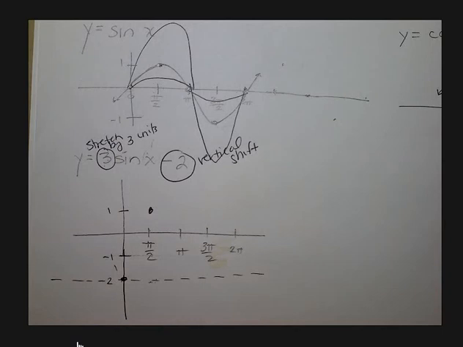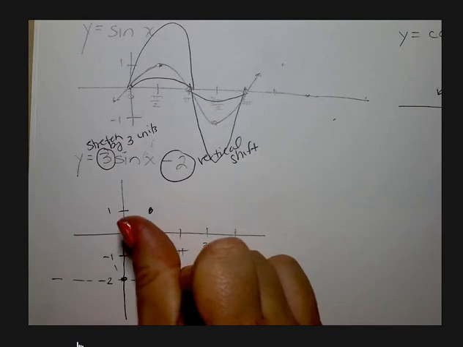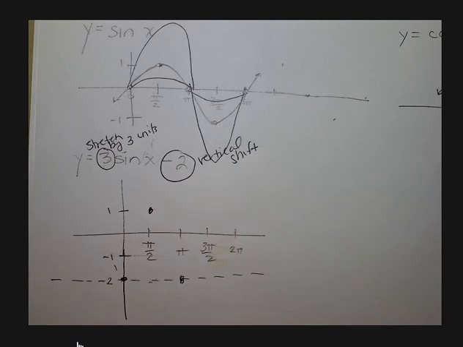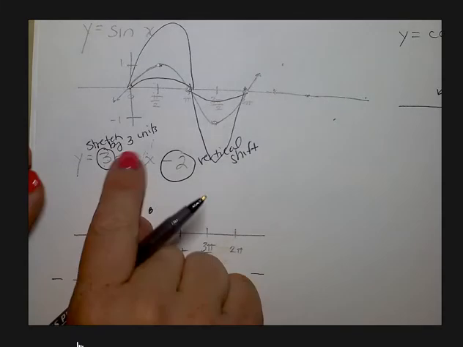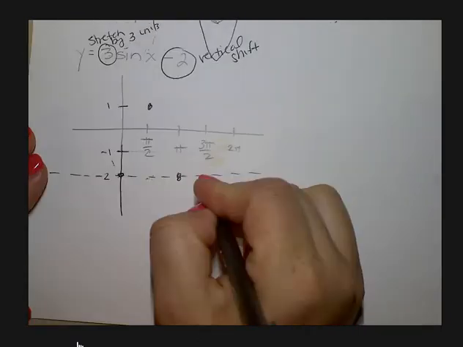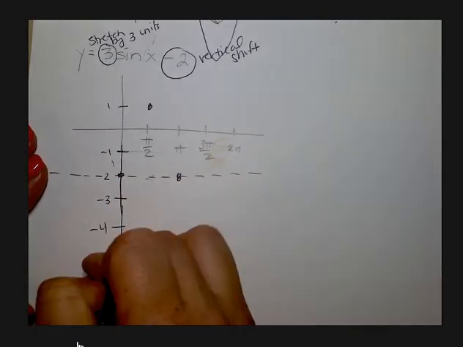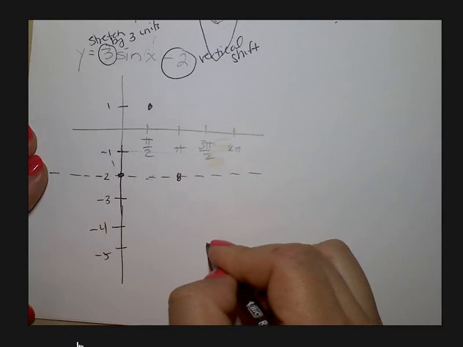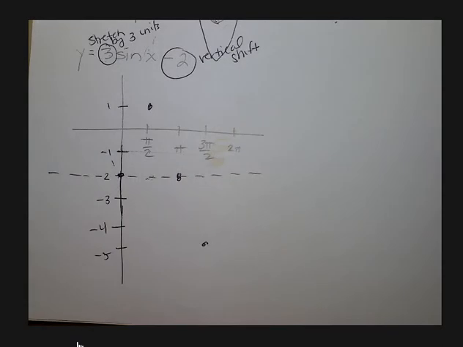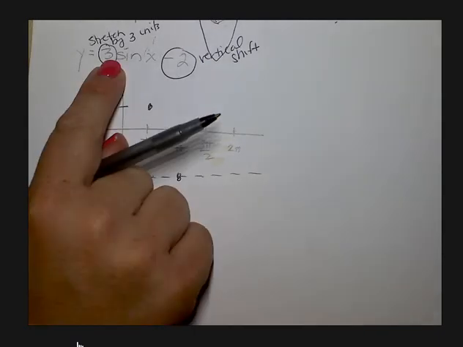Put your finger at pi. What is the number? A little bit louder for me, please. 0. 0 times 3 is 0. Put your finger at 3 pi over 2. 3 pi over 2 has a sine value of -1 times 3 is, so we're going to start here, we're going to go 3 down. 1, 2, 3. Put your finger at 2 pi, please. 2 pi is 0, and 0 times 3 is 0.